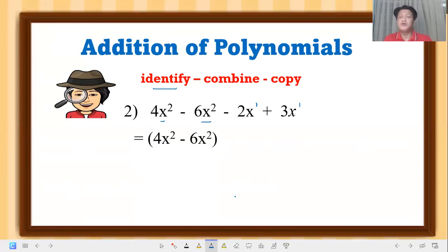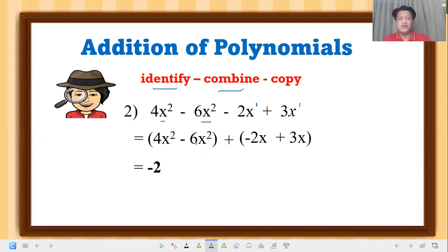And you are going to group together. In-apply natin yung associative property, no? Or kung pwede naman idiretso mo, pwede naman yon. Okay. And then, sino pa yung ating igugrupo na like term? Si negative 2x tsaka 3x. So, and then you can now proceed to combine, or that is, i-add natin yung numerical coefficient. So that is 4 plus negative 6. Kaya nga that is equal to negative 2.